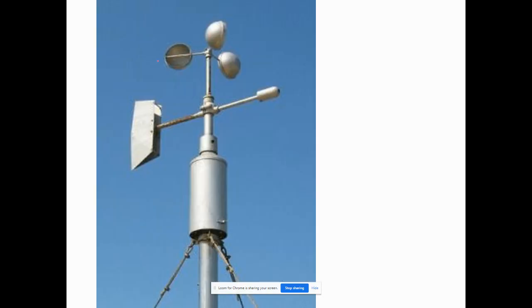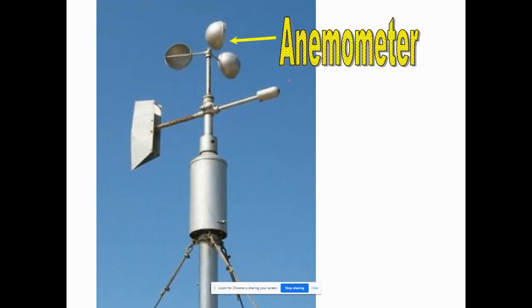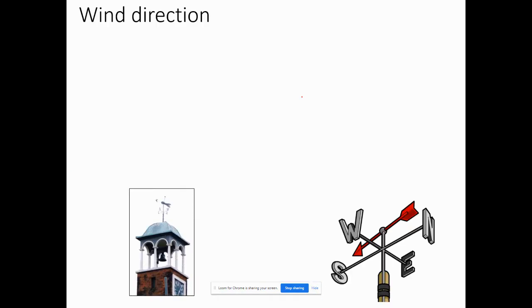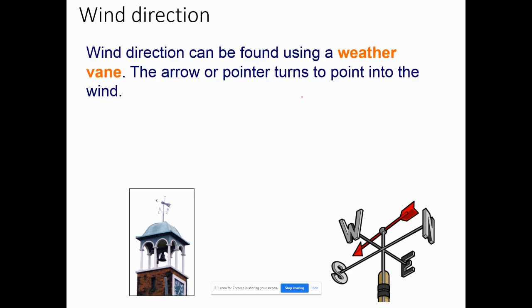So here's another example of an anemometer. And then also I have a wind vane. So a wind vane measures wind direction. Wind direction can be found using a weather vane. The arrow or pointer turns to point into the wind.